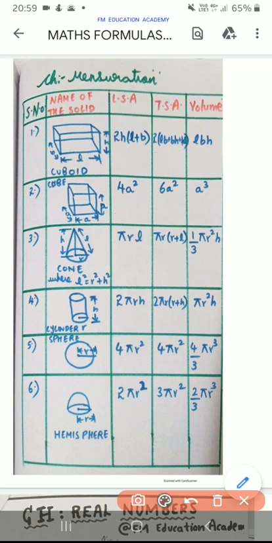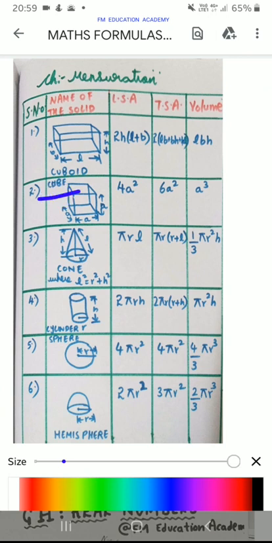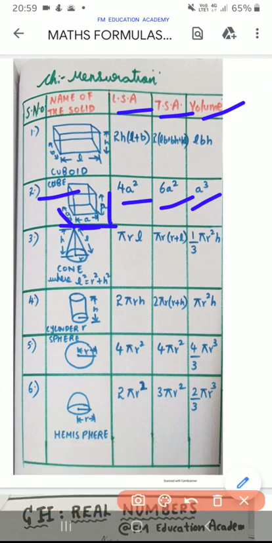Then the second shape which we have is cube. Cube is nothing but a 3D shape of square. So each side of a cube is, let us suppose, A. Then the lateral surface area of cube is 4 into side square, that is 4 into A square. Total surface area of cube is 6 into A square, and volume of cube is A into A into A, that is A cube.